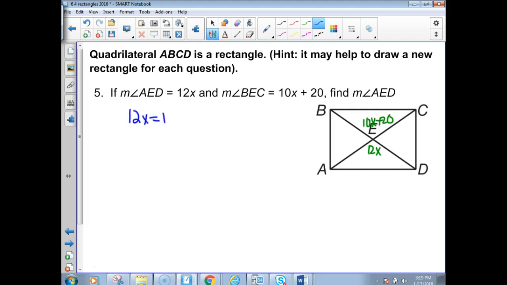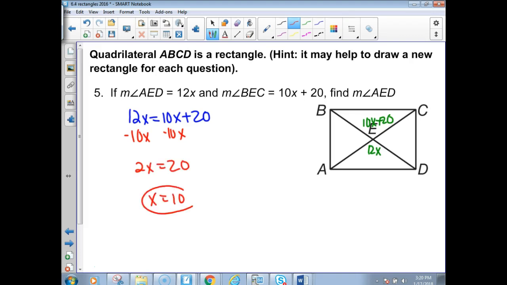So 12x equals 10x plus 20. Go ahead and subtract 10x and divide by 2. So, quick, x is 10. And then it said to find the measure of angle AED. The measure of angle AED can be found by substituting x in, putting in a 10 for the x. So that's 12 times 10, which is 120.